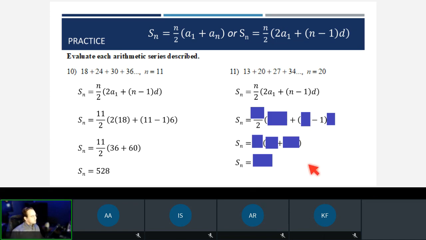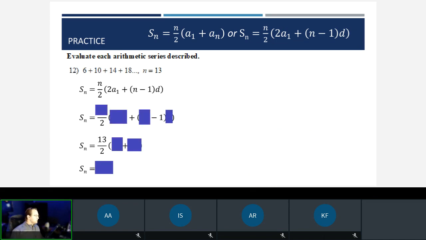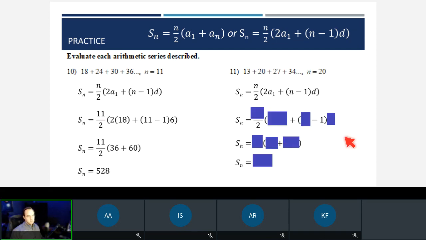Okay, let's go to this last one on this page. Oh, I have just these two more examples. Go ahead and talk about this stuff. So in this sequence, what is our common difference? 7. 20 minus 13 is 7. 27 minus 20 is 7. 34 minus 27 is 7. So good. You can go ahead and put 7 right here.